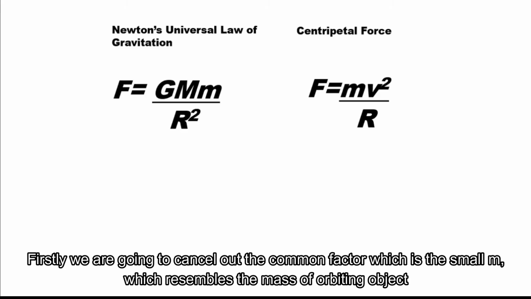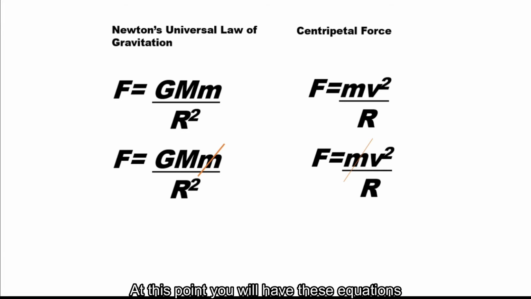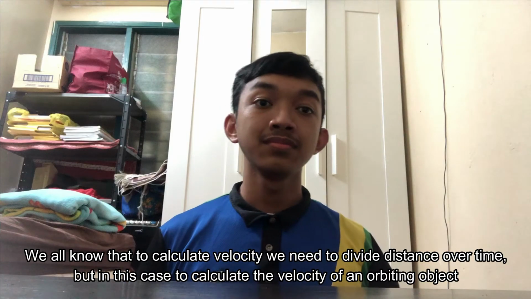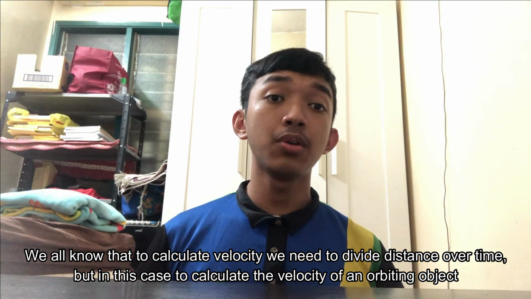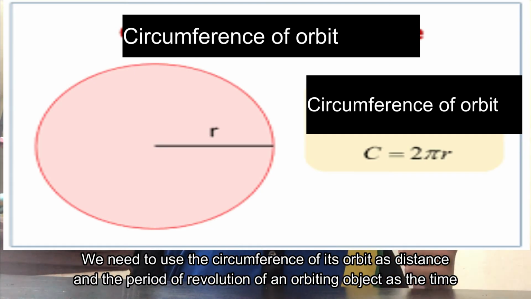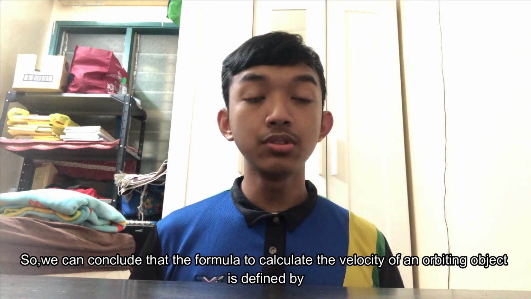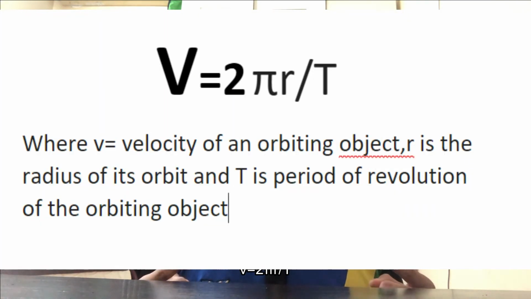Firstly, we are going to cancel out the common factor in both equations, which is the small m, which represents the mass of the orbiting object. At this point, you will have this equation. We all know that to calculate velocity, we divide distance over time. But in this case, to calculate the velocity of an orbiting object, we use the circumference of its orbit as the distance and the period of revolution of the orbiting object as the time. So, we can conclude that the formula for the velocity of an orbiting object is v equals 2 pi r over T.